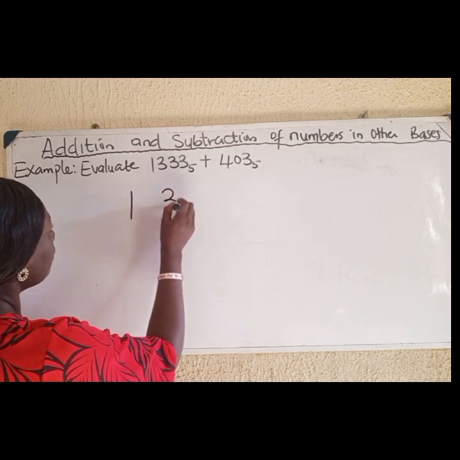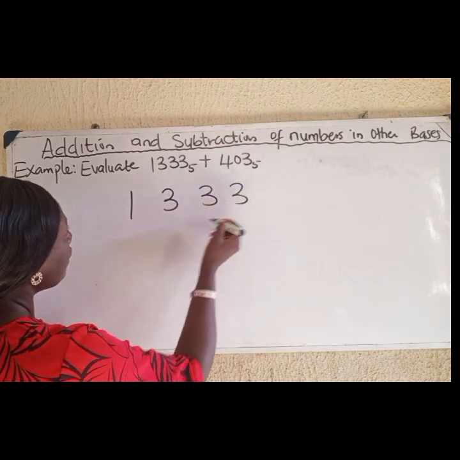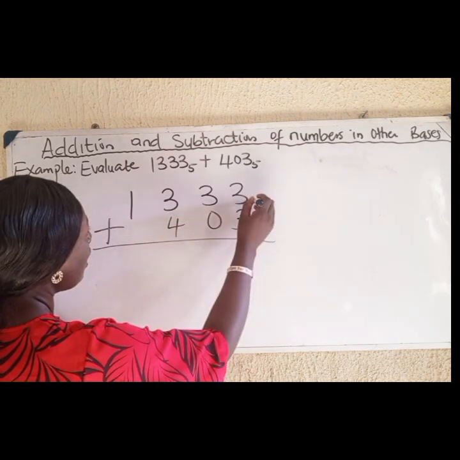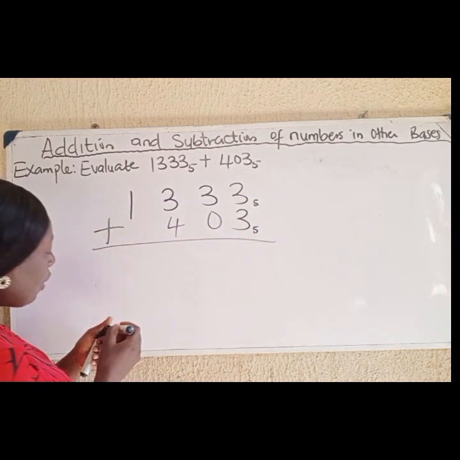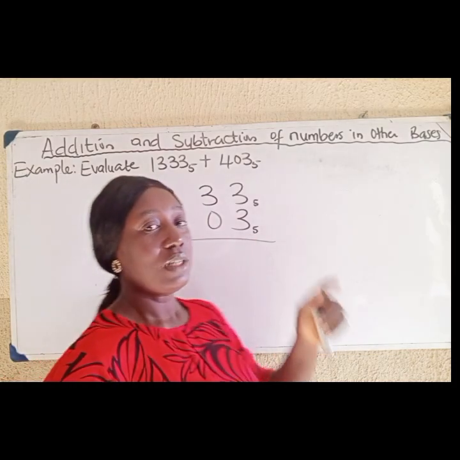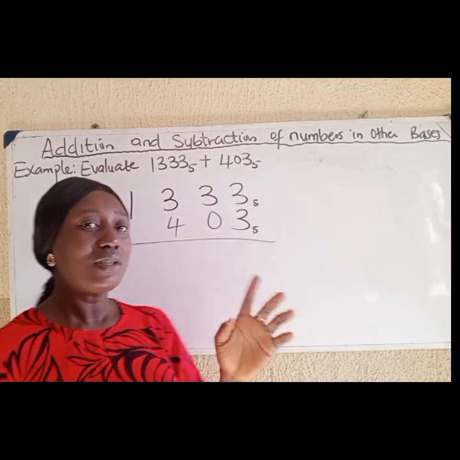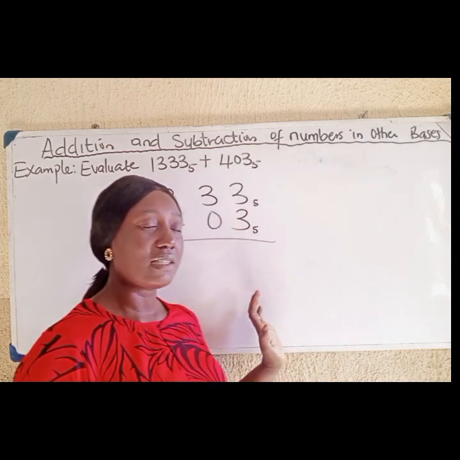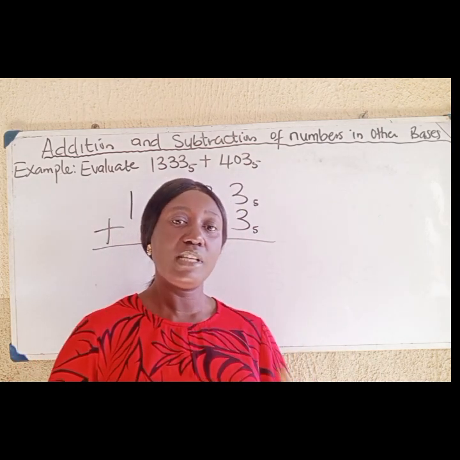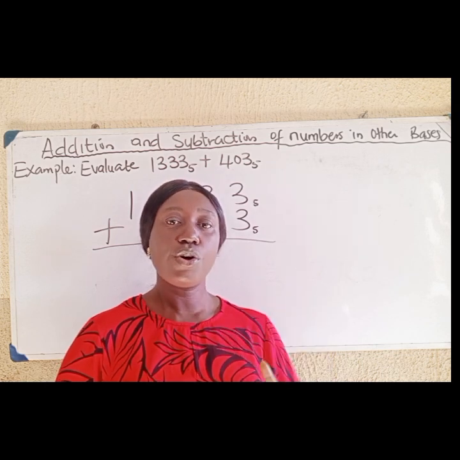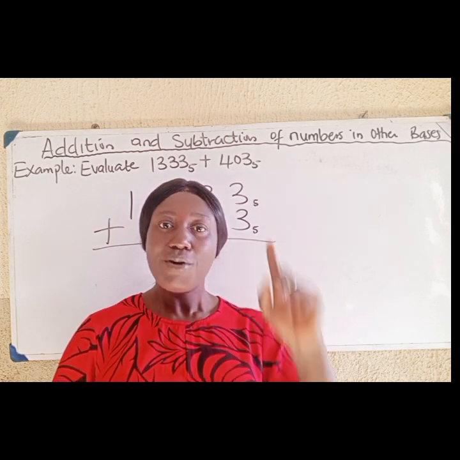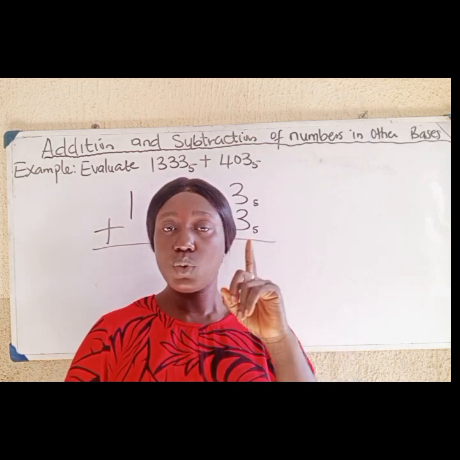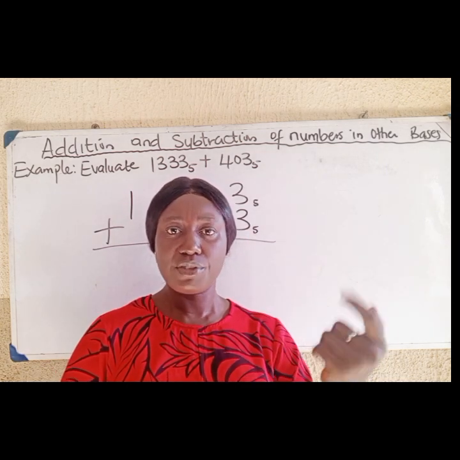So I have 1333 plus 304 in addition. They are in base 5. Now, since I'm adding in base 5, what it means is that in my answer I will not see any digit 5 or greater than 5. The digits that will appear there are from 0 to 4. You have 0, 1, 2, 3 and 4. 5 will not appear there because when it is 5, it makes a complete bundle. So it will start from 0 again.